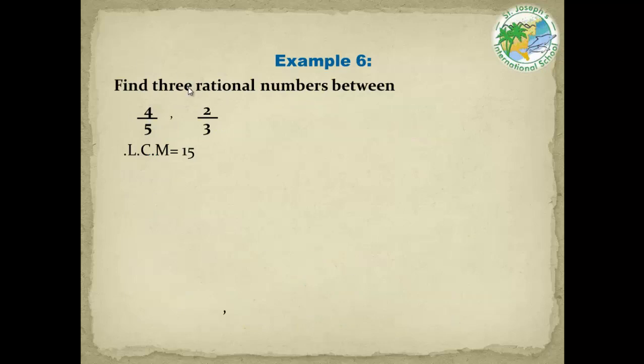0.84. Find three rational numbers between two fractions. This is a very important example with very easy steps. If we have two fractions and we want to find a rational number between them, the denominators should be equivalent. This is the first step, step one. Okay, the denominators should be equivalent. The LCM for these two fractions is 15.